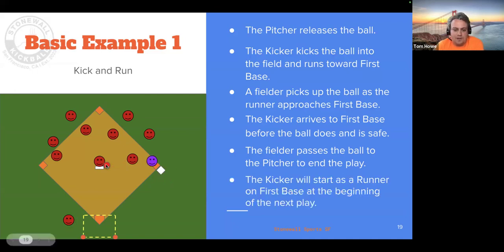Once the pitcher has the ball, the umpire will blow the whistle. They will say time. They will call any runners who are out as out. They will call any runners who are safe as safe. And the cycle will repeat.